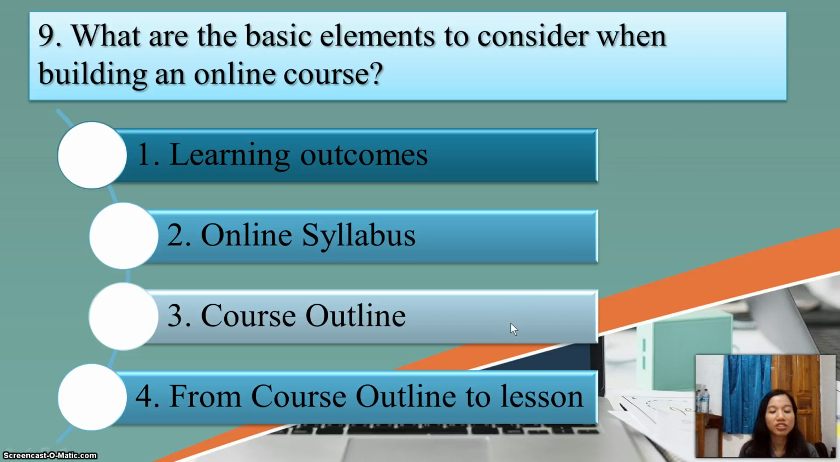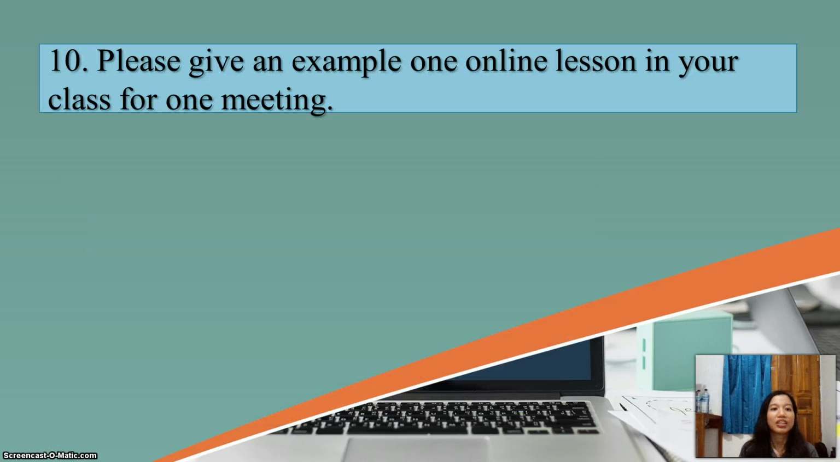And the third is the course outline. Course outline is a summary that consists of the topics related to the syllabus, and the topics will be discussed in the course. Course outline is like the planning for the teacher to teach their students. And the last is from course outline to the rest. After the teacher makes the course outline, she will apply what she planned in the course outline to the learning process. Number 10 is please give an example of an online lesson in your class for 1 week.